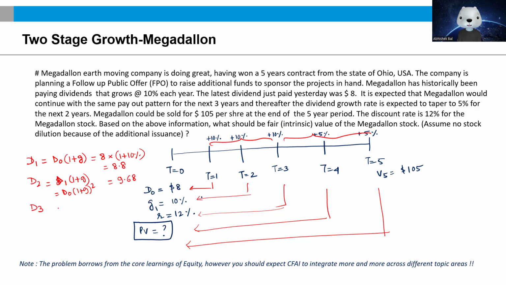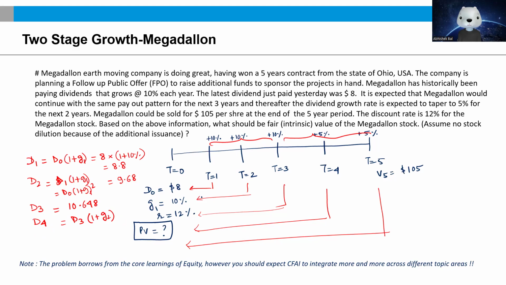And now we have D3, which is 10.648. However, from here, the D4 and the D5, they obviously are going to have a lesser growth rate. So D4 is going to be equal to D3 into 1 plus, this was my G1, and this is my G2, where G2 is equal to 5%, right?